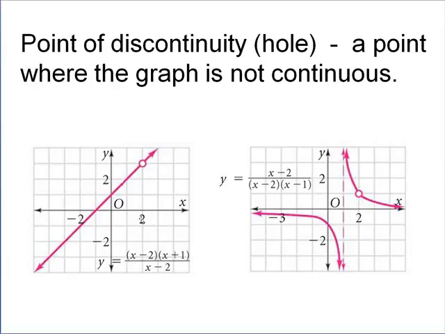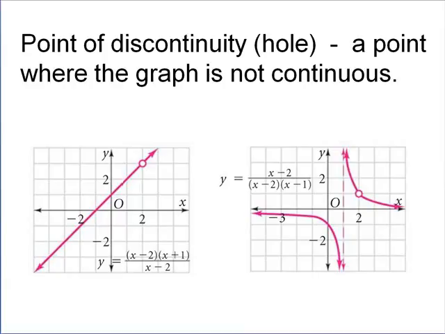So right here there would be a hole at x equals 2, because on the x-axis there's a hole at x equals 2. Same idea over here. There's also a hole at x equals 2. So the graph is going, all of a sudden there's a hole, then it continues.